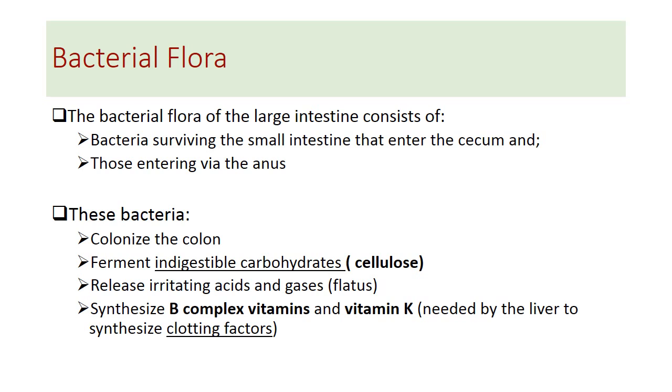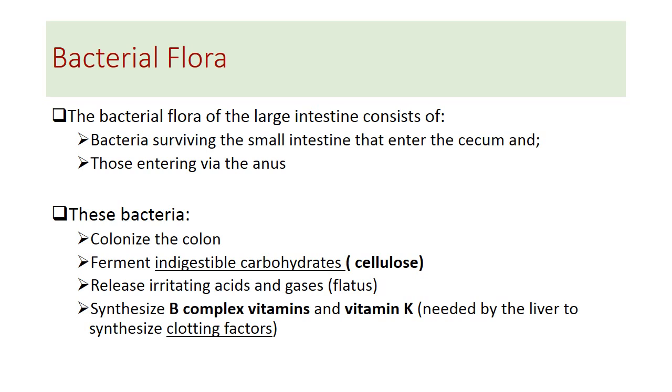And then their byproducts of digesting these carbohydrates will be releasing irritating acids and gases such as methane and carbon dioxide that contribute to the flatus, or the flatulence. They also will synthesize some B complex vitamins and vitamin K. And remember that vitamin K is necessary for the liver to be able to make clotting factors so that when we are bleeding, we're able to clot and not continue to bleed. And we have to have sufficient vitamin K in our body to be able to do this.